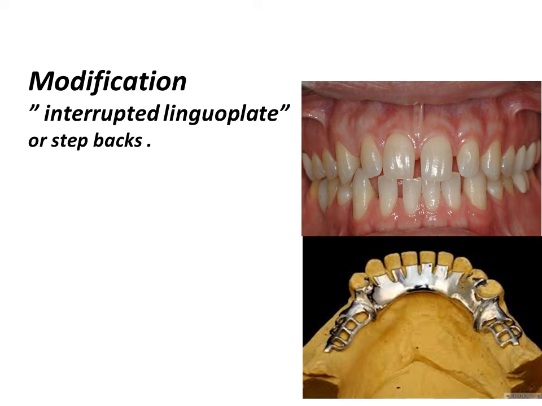In case of spaced teeth, as we see in the picture, if we use the normal lingual plate in this case, where the teeth have spacing, the metal will show and the whole appearance will be objectionable. So we make a modification. The modification, as we see, is that the lingual plate extends to each individual tooth, to the contact area, and then turns down apically. This is called an interrupted lingual plate or step backs.